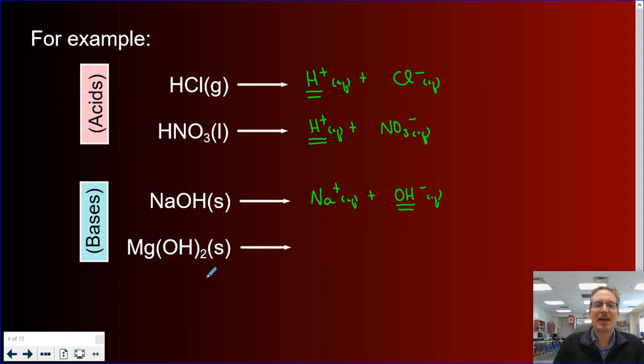Last one, magnesium hydroxide. It would dissociate into magnesium ions and hydroxide ions. So we have one magnesium, two hydroxide. We're going to need two hydroxide, no charge on magnesium hydroxide, two positive plus two negative, no charge on the right-hand side as well. Again, because of the hydroxide, we proved that magnesium hydroxide is a base.